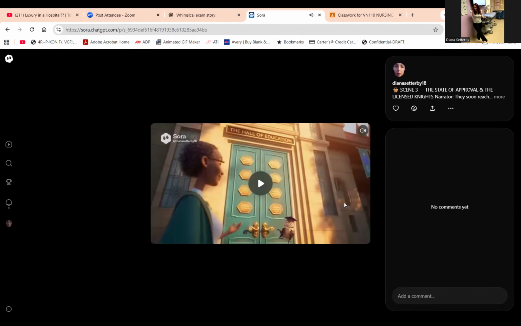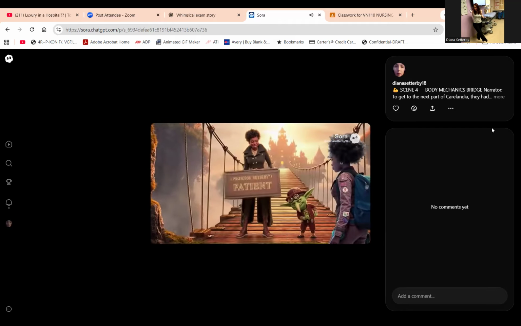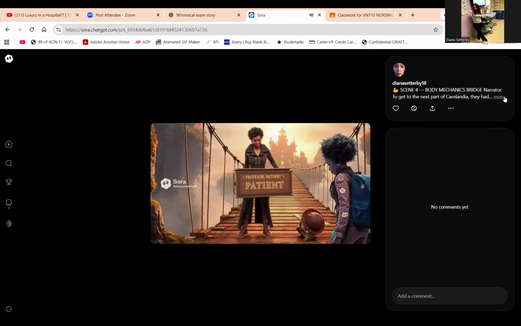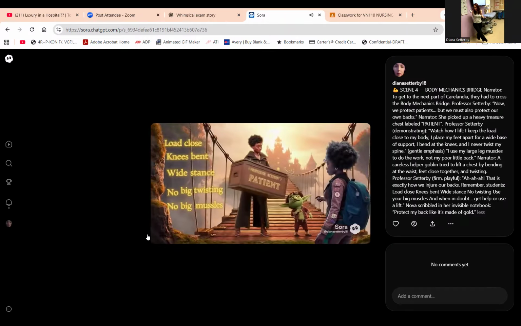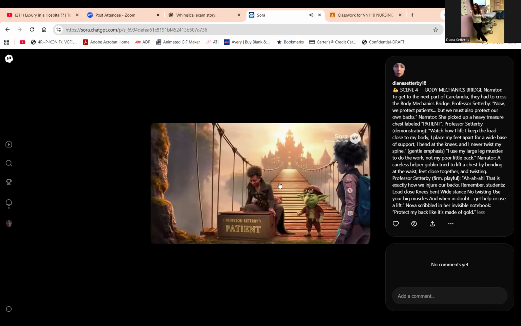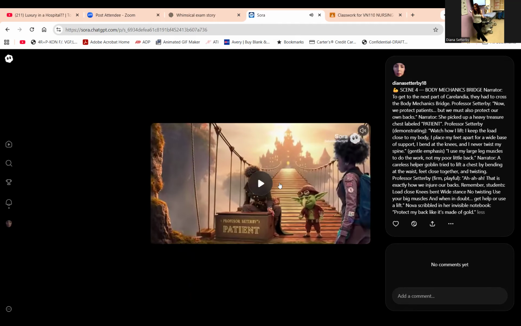Once upon a shift. The next part of Carelandia, they had to cross the body mechanics bridge. Now we protect patients, but we must also protect our own backs. She picked up a heavy treasure chest labeled patient. Watch how I live. So we protect our own backs. Body mechanics. Now we know what body mechanics is. Wide stance and close to the body.